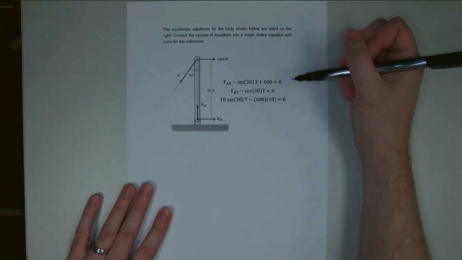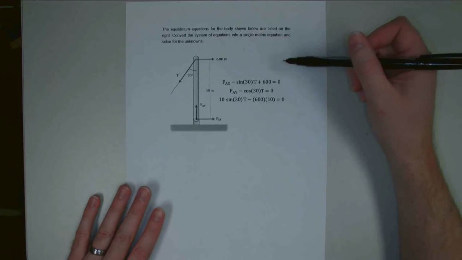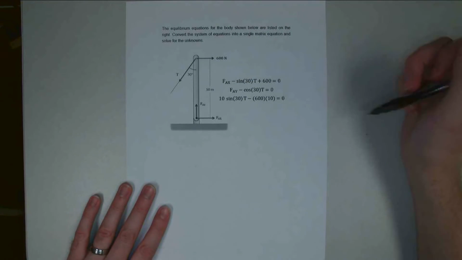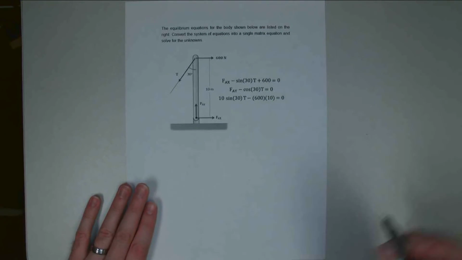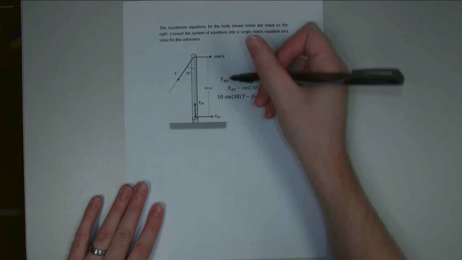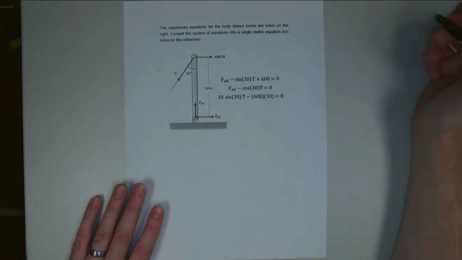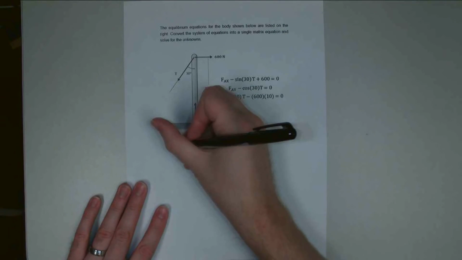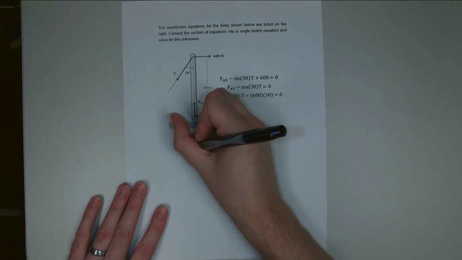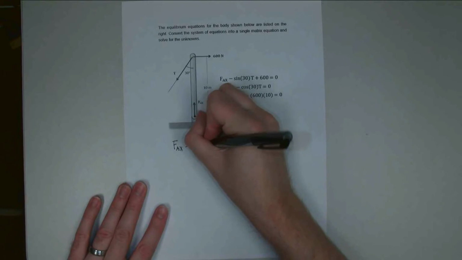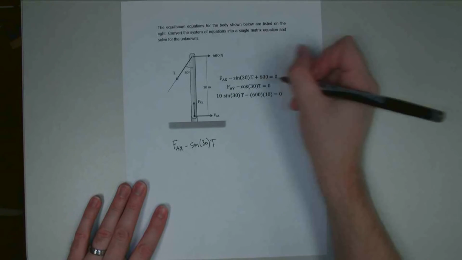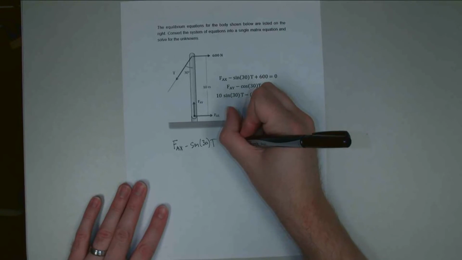So step one in doing this is to rearrange your equations. You're going to put all of the constants over here on the right, all of the variables over on the left, and you're going to make sure that all your variables are listed in the same order in each equation. So to do that, let's start out. I'm going to do FAX first, then FAY, then tension is going to be the last one. So I have FAX, just rewriting this top equation, minus sine 30 T, and I want to move this 600 over to the other side, equals negative 600.